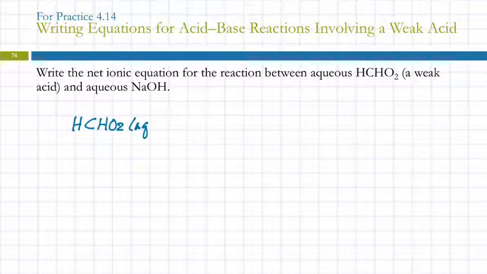So we've got HCHO2, aqueous. Now, if they hadn't told us that that was a weak acid, we should be able to predict that because it's not one of the 6 strong acids. And then we've got aqueous sodium hydroxide.